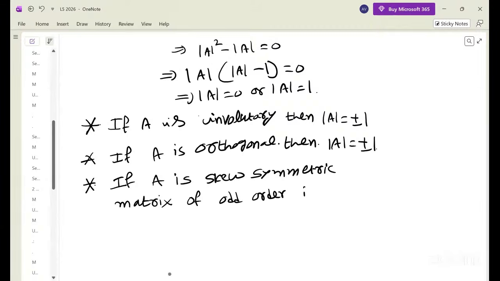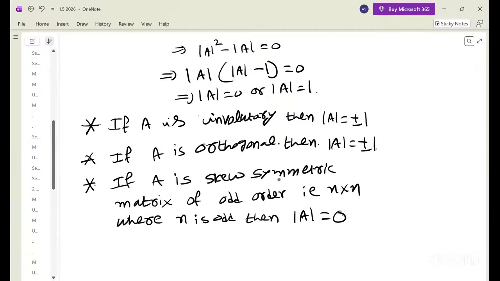That is n by n, where n is odd. The meaning is this: odd order means n is odd. Then the determinant is 0. For every skew symmetric matrix of odd order, the determinant is 0. If it is even order, we cannot say anything; we don't have any fixed result. If it is odd order, the determinant will be 0.